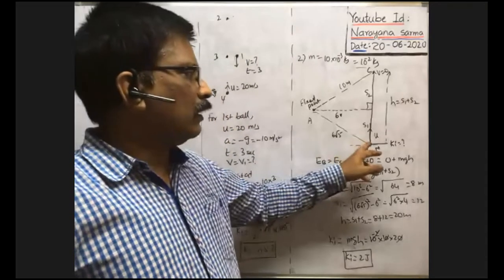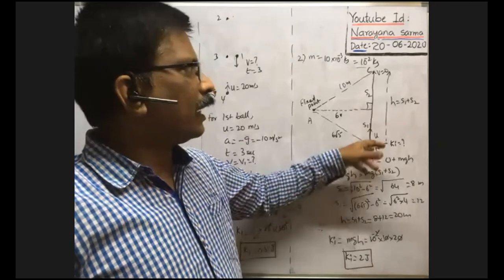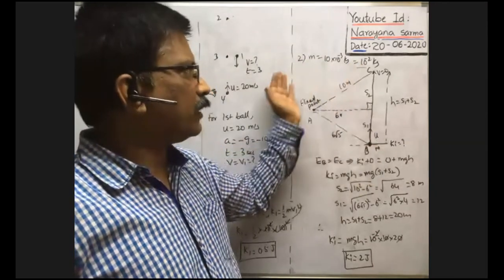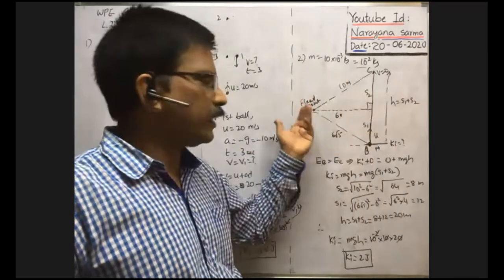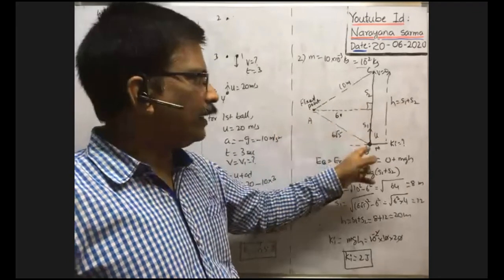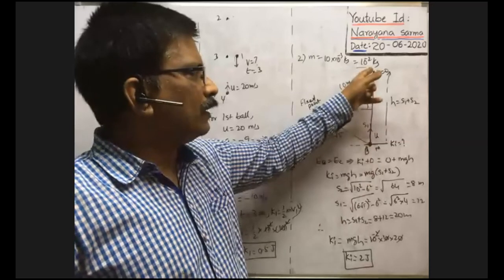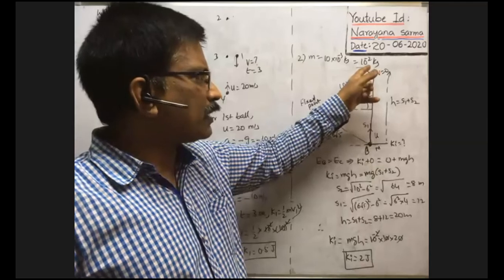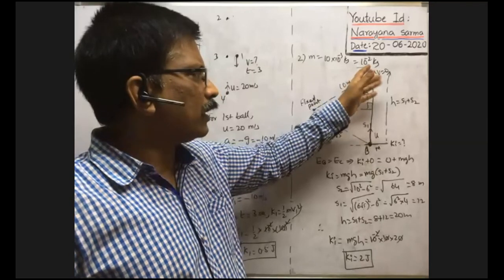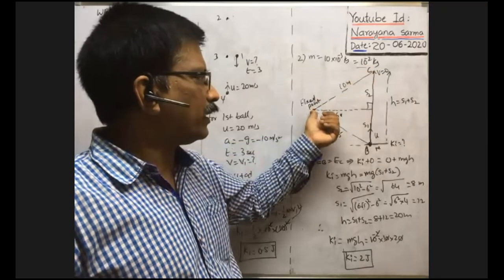Here, the body is projected vertically upwards, and there is a fixed point, say A. While it is moving upwards, the shortest distance between the body and this fixed point is given as 6. Minimum distance means, while moving in the vertically upward direction, to obtain the minimum distance from this point you have to draw a perpendicular line onto this vertical path. Then this is the minimum distance between the body and this fixed point.